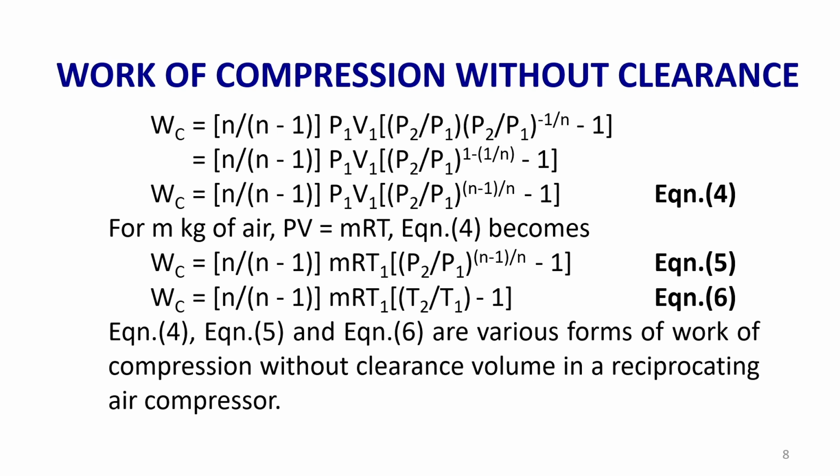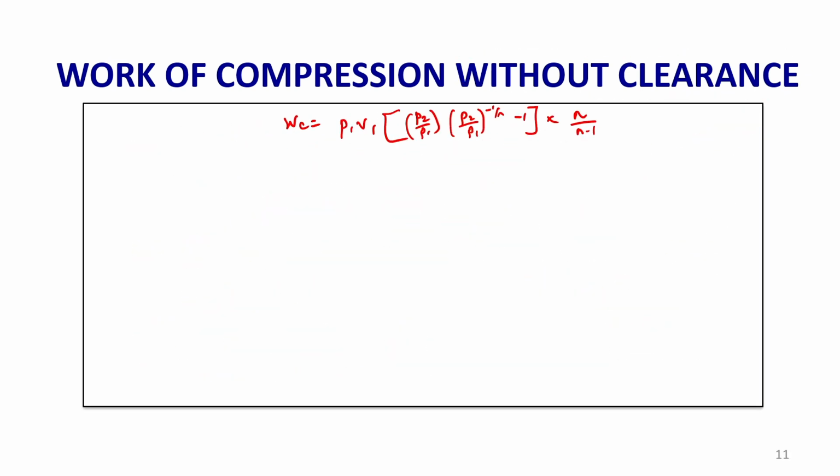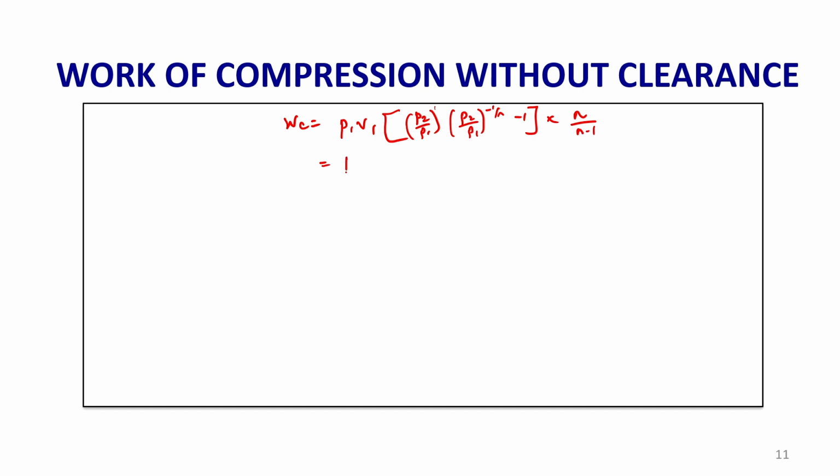Now, the base is common here. Here the power is 1, here the power is minus 1 by n. If the base is common, we can add the powers. So, P1 V1 into P2 by P1. Here the power is 1. So, 1 minus 1 by n minus 1 into n by n minus 1.